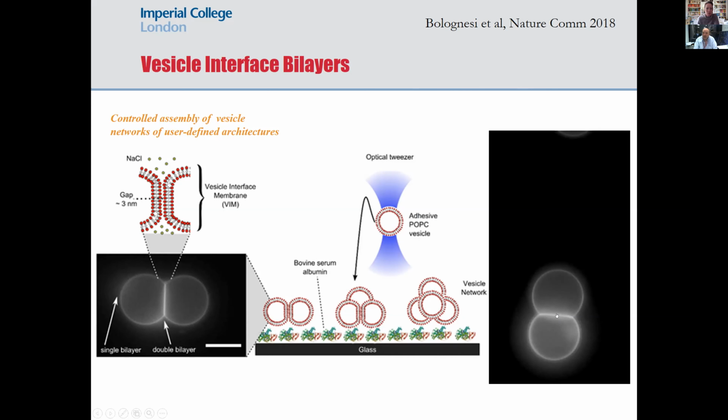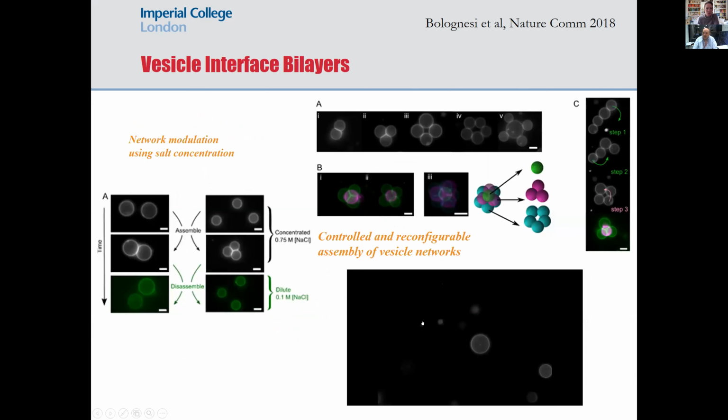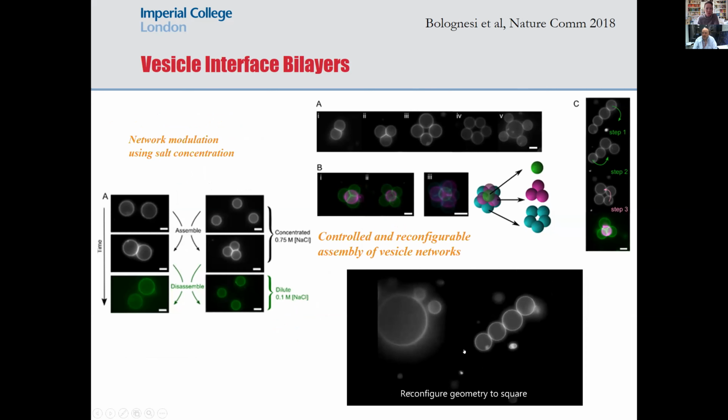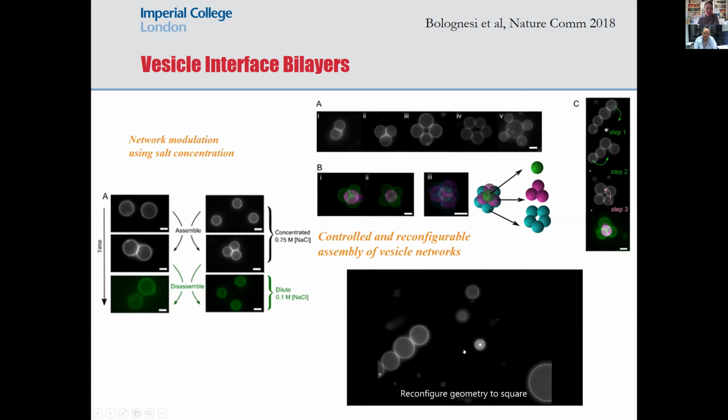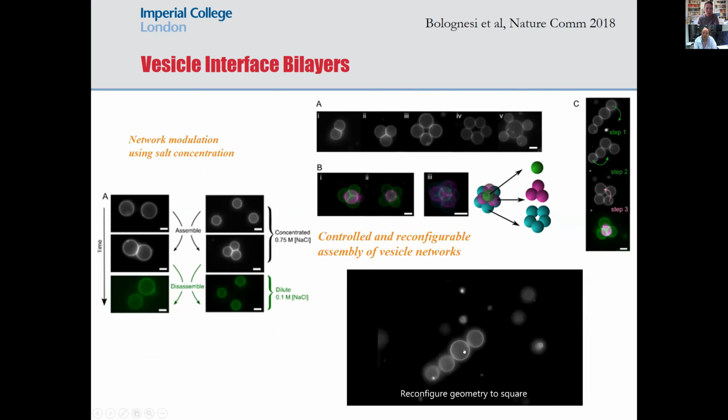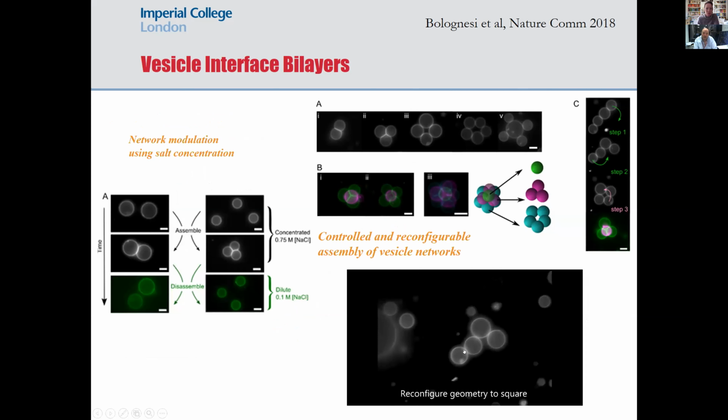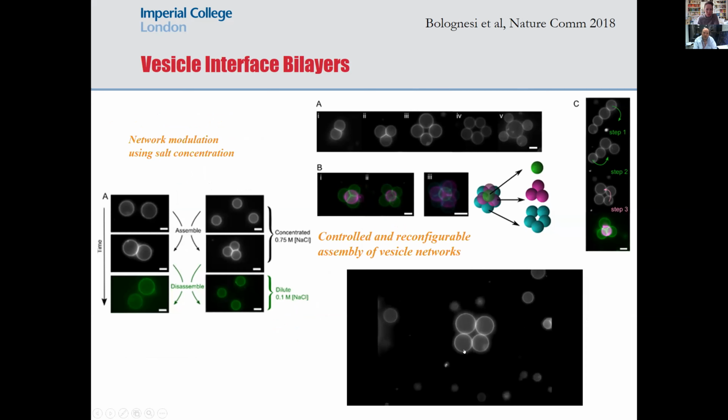And then again, using the laser beams, you can start to make more complex architecture. So here you see the optical trap picks up a second vesicle to form another VIB, picks up a third one to form a second VIB, and then a fourth one. And now if you rearrange these, you can basically make a tetragonal structure. And these are really stable. While you keep the ionic strength fixed, you can't pull the VIBs apart. They literally roll upon each other like a zip. But then if you change the ionic strength, they'll actually fall apart.